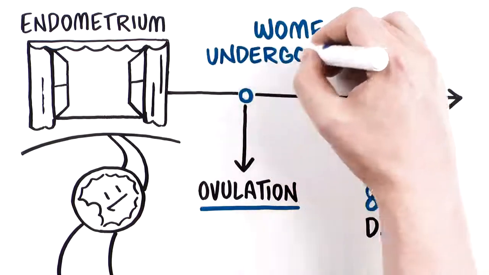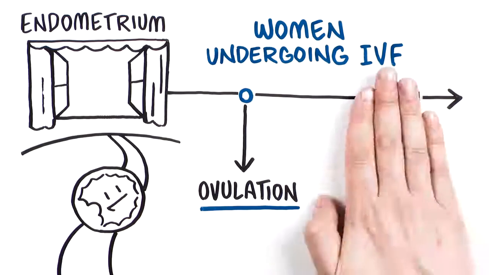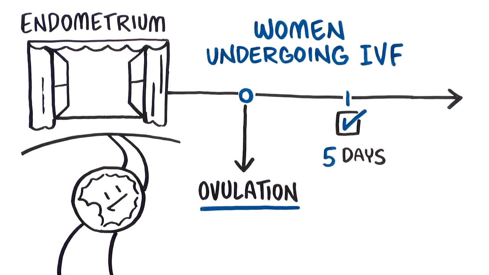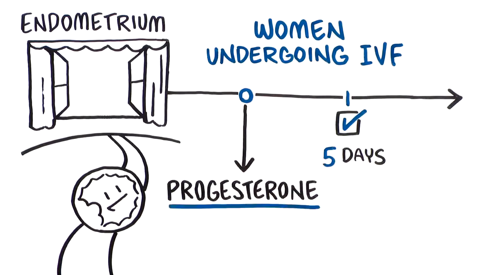For women undergoing IVF, the window of implantation is typically 5 days after she begins taking progesterone. This is commonly referred to as P+5, and typically an embryo transfer is done on this day.